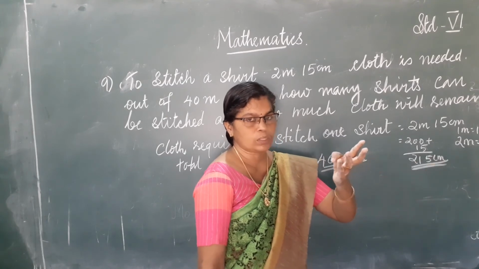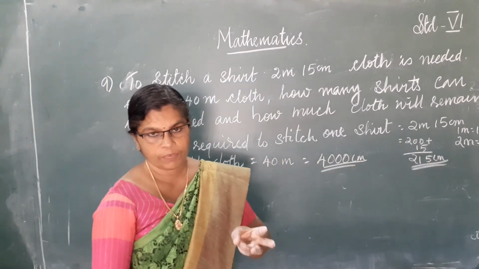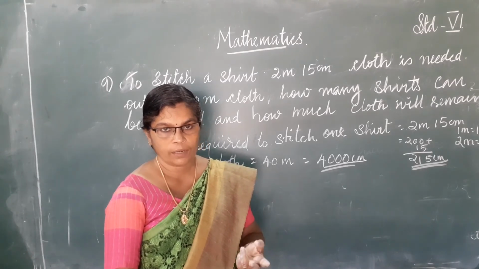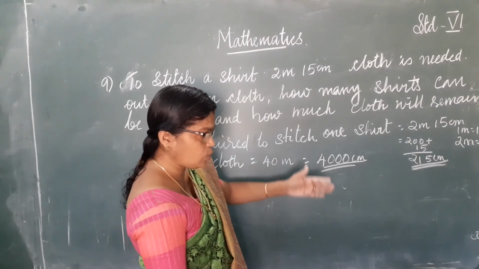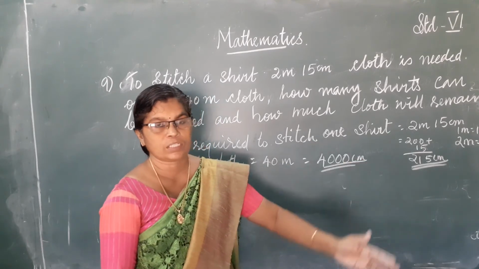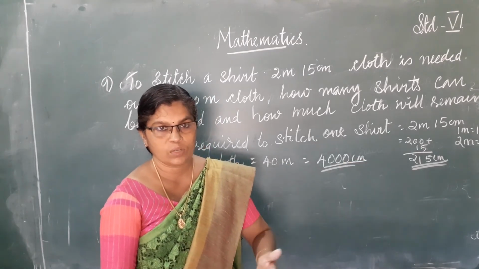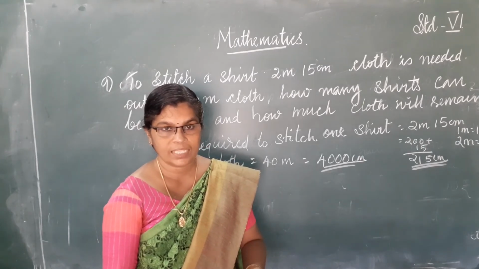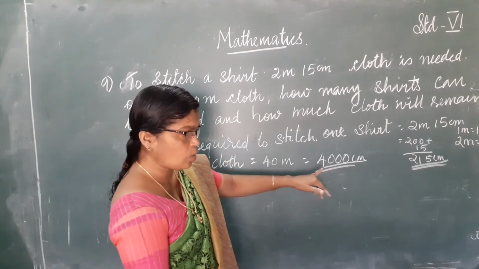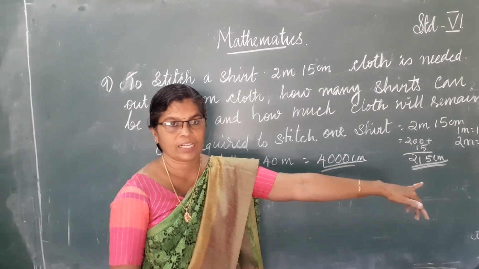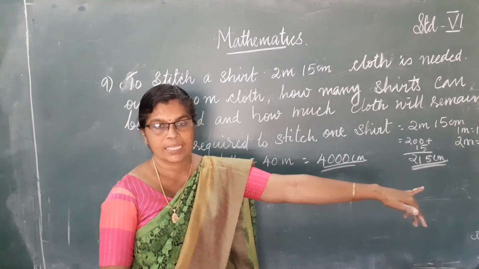For one shirt we need 215. Again for one shirt we have to take 215. So 215 we have to minus from this. Then we will get the number of shirts we can stitch. So continuous subtraction, repeated subtraction, is division. If we divide the total cloth by the cloth required for one shirt, we will get the number of shirts that can be stitched.